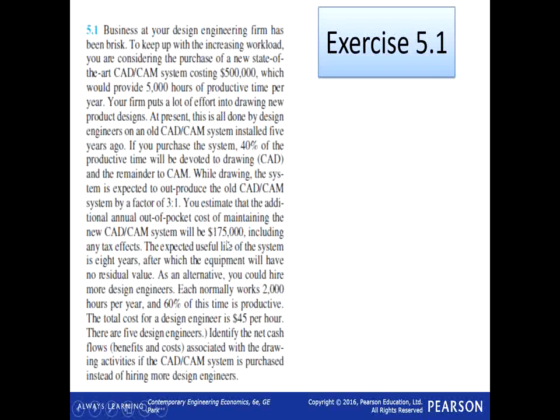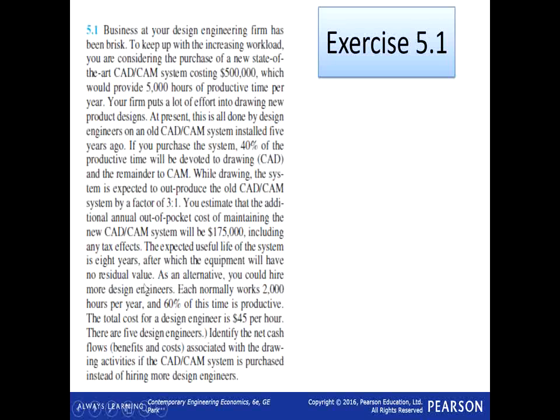The expected useful life of the system is 8 years. So we are going to use this system for 8 years, and after 8 years it will have no salvage value or no residual value. It is the same meaning as salvage value, meaning that after its useful life you have to just throw it out. In simple words, it has no value, you cannot sell it.